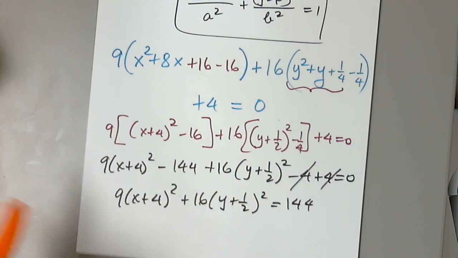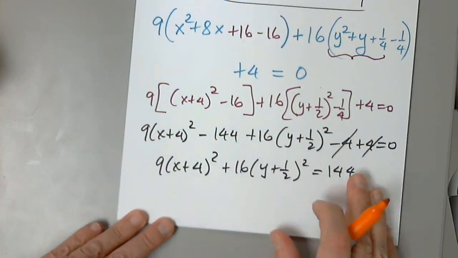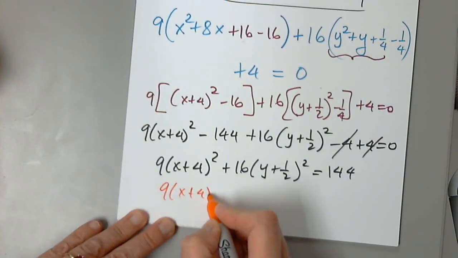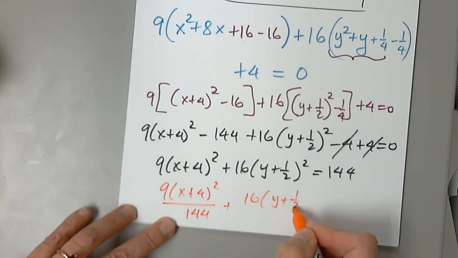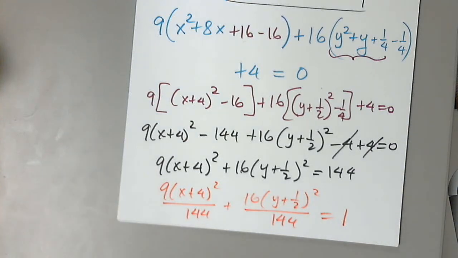Divide by 144. So I have 9(x + 4)² over 144 plus 16(y + 1/2)² over 144 equals 1. I will say for certain now that this is an ellipse. It has 1 on the other side, not 0 or a negative number. It has a positive sign between two squares, with x and respectively with y.